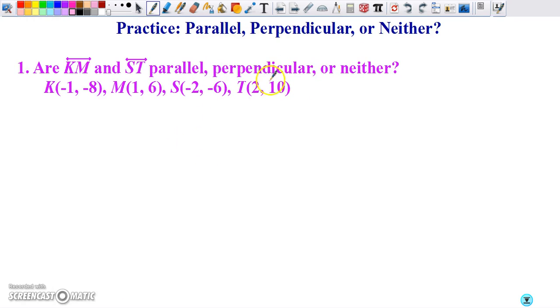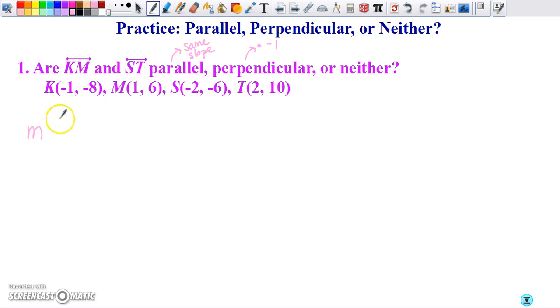Okay, so now we have to determine whether these are parallel, perpendicular, or neither. Well, referring back to our information on parallel, parallel means they have the same slope. Perpendicular means that when you multiply them, you get a negative 1. And then neither would be anything else. So we need to find the slope of KM and then find the slope of ST.